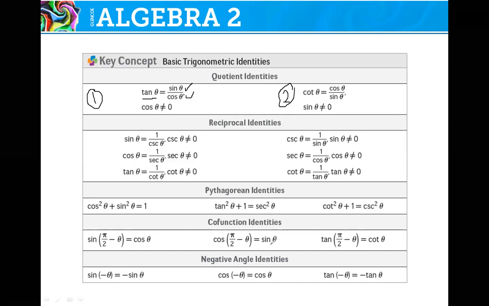Okay, I'm going to the second identity. It's called the reciprocal identities. Sine theta is 1 over cosec. It means the reciprocal of the sine is the cosec. By the same way, cosec equals 1 over sine. Cosine theta is 1 over sec. By the same way, sec theta equals 1 over cosine.